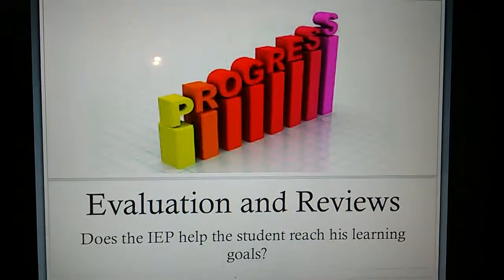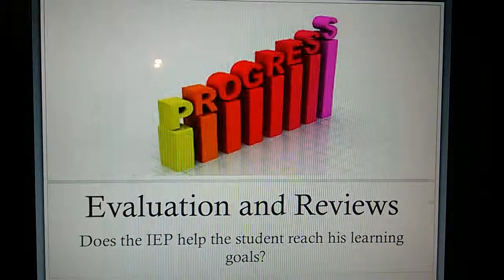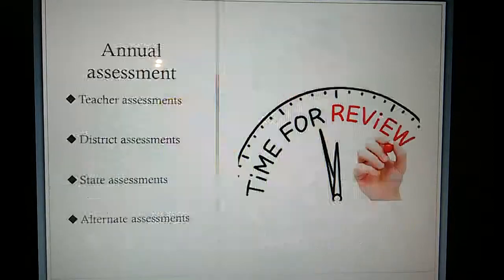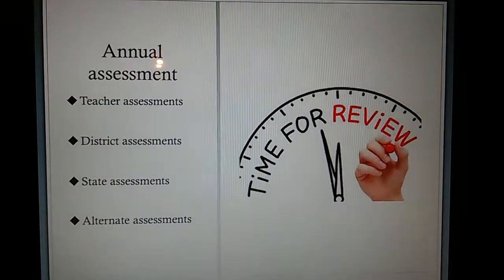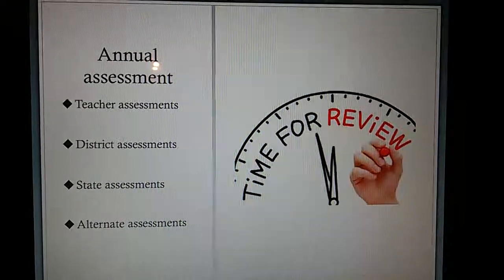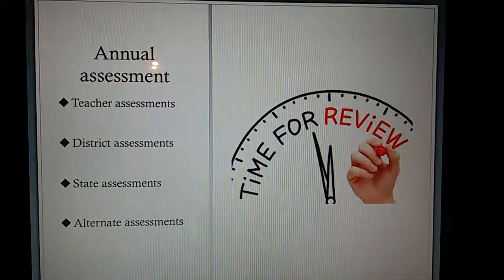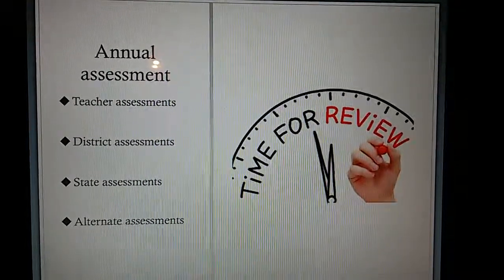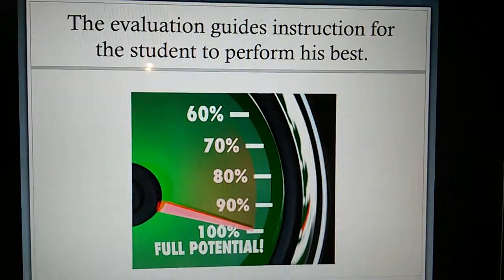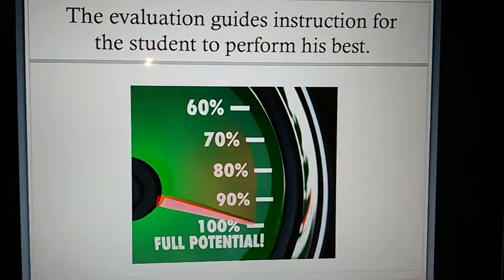The final step in the IEP process is evaluating and reviewing the progress a student is making. Is the IEP meeting the needs of the student? Most states require that IEPs be reviewed annually. An IEP's value can be measured through assessment. Assessments can include teacher assessments, district or state assessments, or an alternate assessment. No matter the assessment type, the evaluation is meant to guide instruction to help the student reach his full potential.